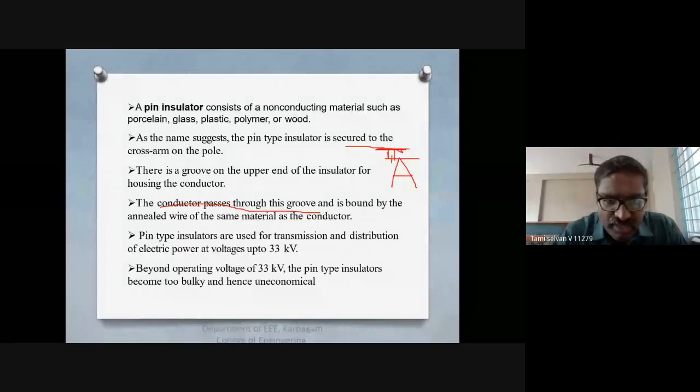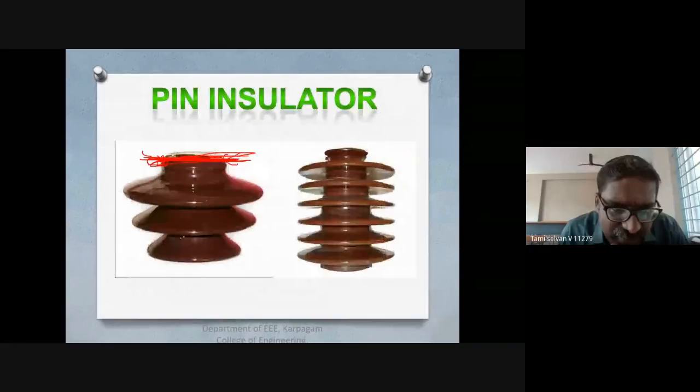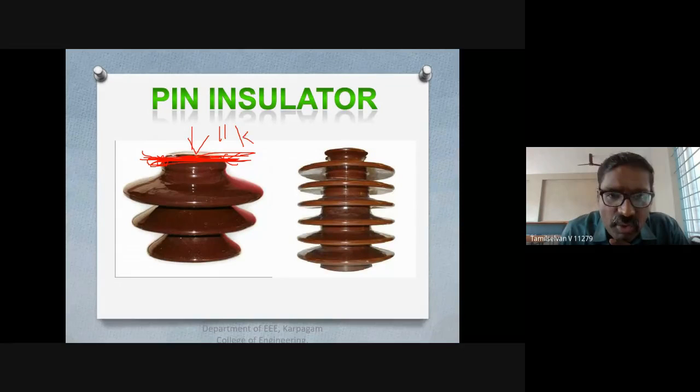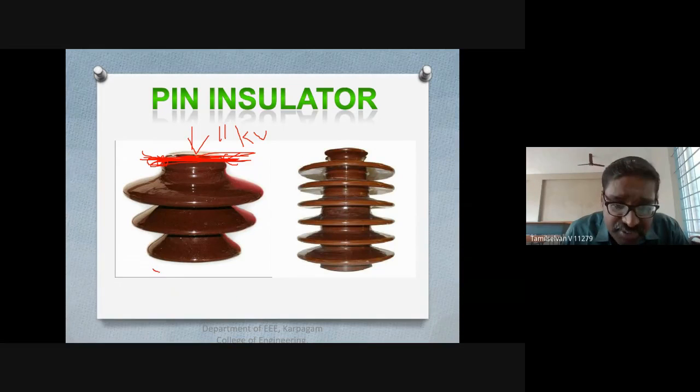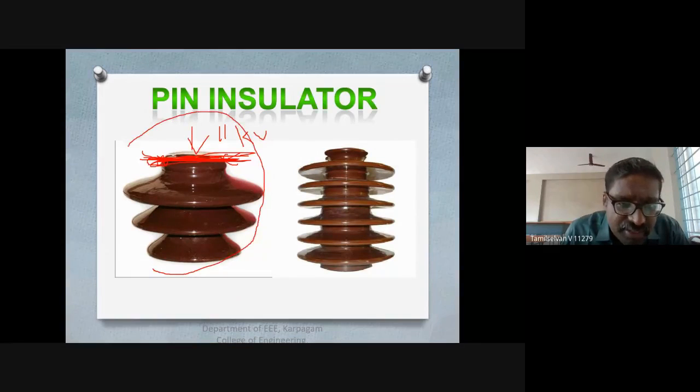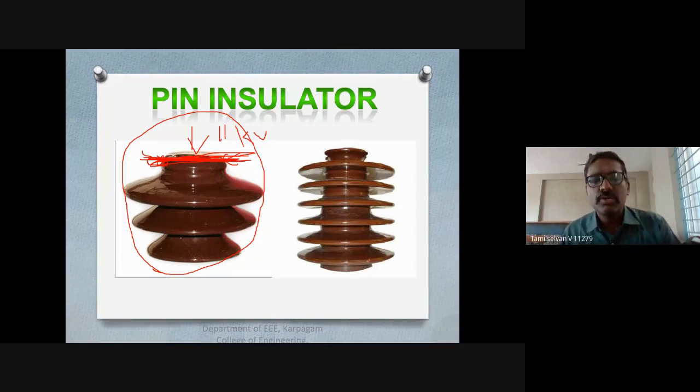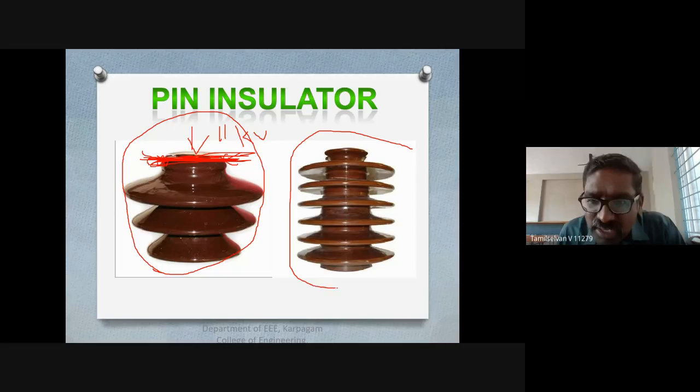Normally this type of pin insulator is used for 11 kilovolt, that is, for low transmission voltage of 11 kilovolt, or for distribution networks. In the distribution networks, we use this type of pin insulator. So from 11 kilovolt to 33 kilovolt, we use this type of insulator.